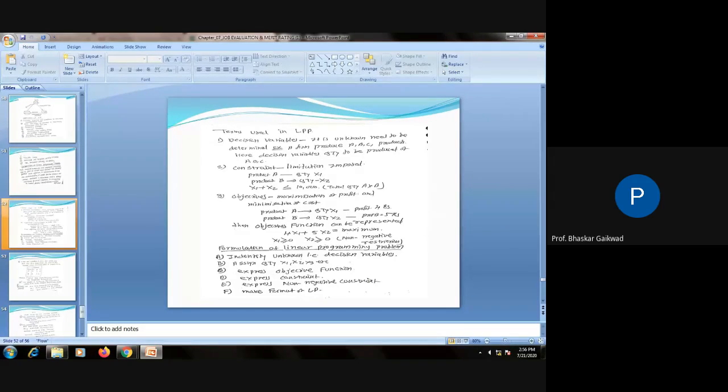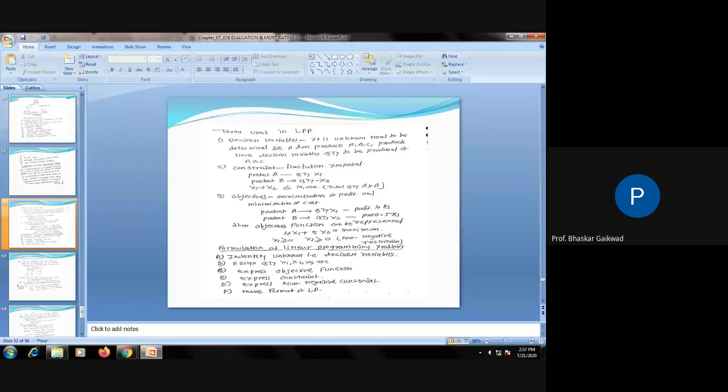5 rupees. Means B product quantity X2 is the unknown variable. A product quantity X1 is the unknown variable. But we have to give 4 rupees per quantity of A and 5 rupees per quantity of B type of product. Then the objective function can be represented by. So this is how you can convert or formulate the problem.